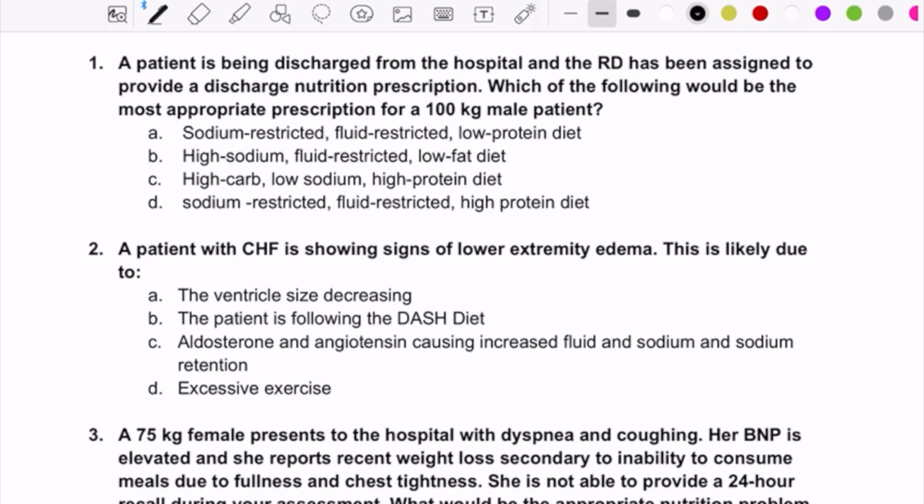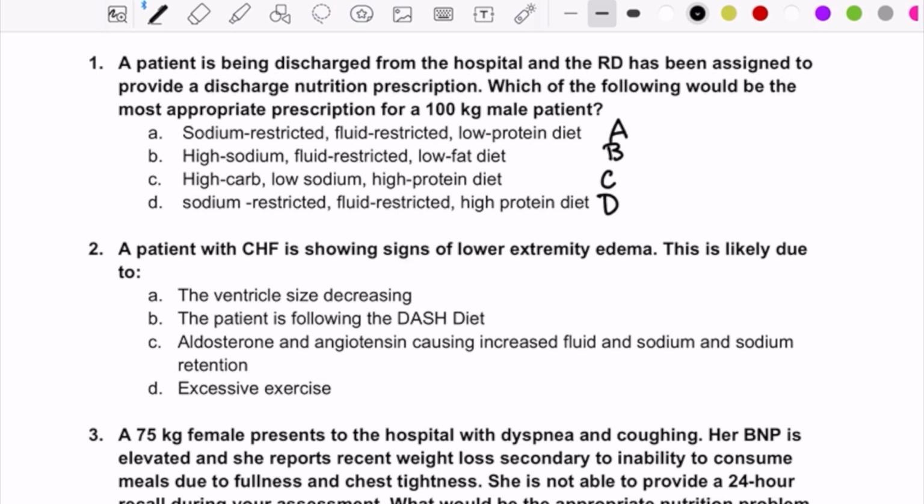A patient is being discharged from the hospital, and the RD has been assigned to provide a discharge nutrition prescription. Which of the following would be the most appropriate prescription for a 100 kilogram male patient? We're going to read through each answer first and then go through to see what we think about them. A. Sodium restricted, fluid restricted, low protein diet. B. High sodium, fluid restricted, low fat diet. C. High carb, low sodium, high protein diet, or D. Sodium restricted, fluid restricted, high protein diet.